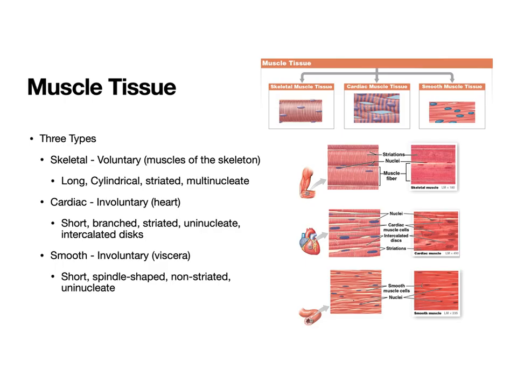Skeletal muscle is voluntary. It is the only voluntary type of muscle tissue. These are the muscles of the skeletal system, obviously. They are long, cylindrical, and striated, and they are multinucleated. So they have more than one nucleus when you look at them under the microscope. You're also going to see those long, cylindrical, striated variations.